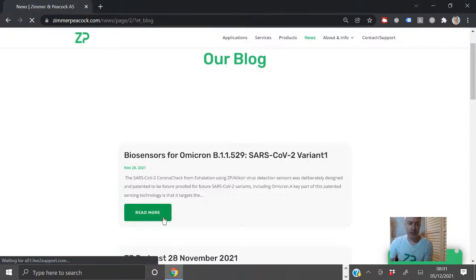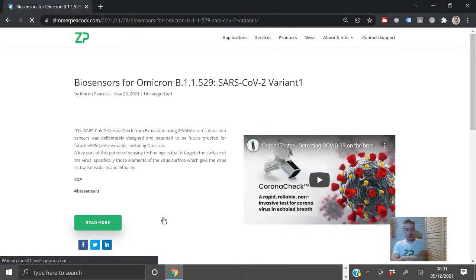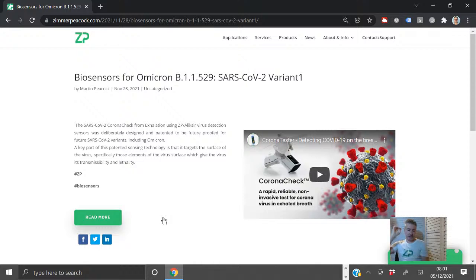So the SARS-CoV-2 biosensor from Zimmer & Peacock binds to the surface of the virus. And this means that as the virus unfortunately becomes more transmissible, or the lethality goes up, because essentially it's able to bind to humans and transmit between humans, as those factors of the virus increase, it means that actually our biosensor becomes more and more effective.